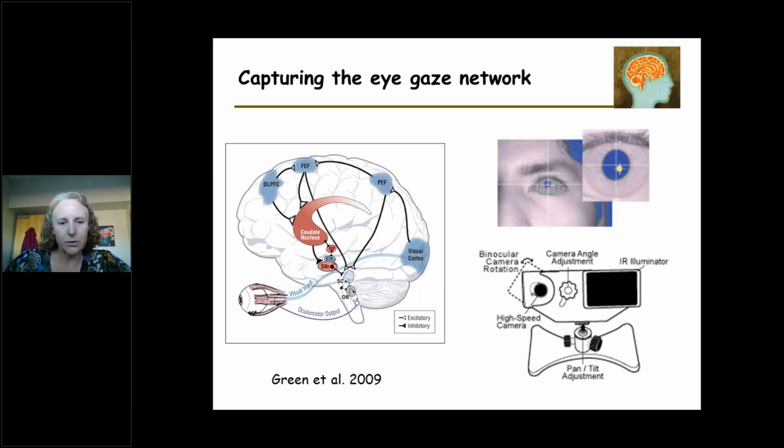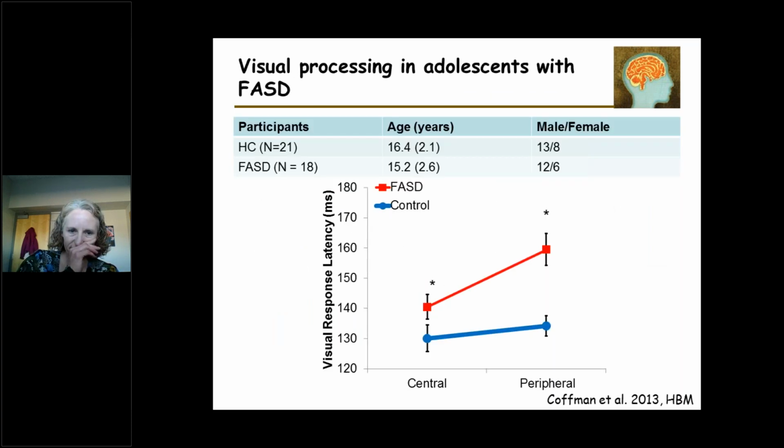So we decided to use the same sort of thing. We have an MEG compatible eye tracker available here. And so we used our eye tracker in combination with MEG to look at the visual response in a simple pro-saccade task. So this is just looking at a target from a central stimulus. If you just look at the visual response, again, we did source analysis to identify the primary visual cortex, and then looked at the visual response latencies to that visual cortex response.